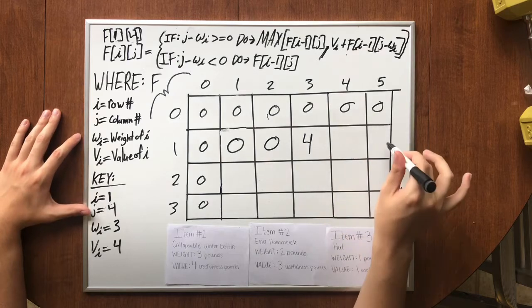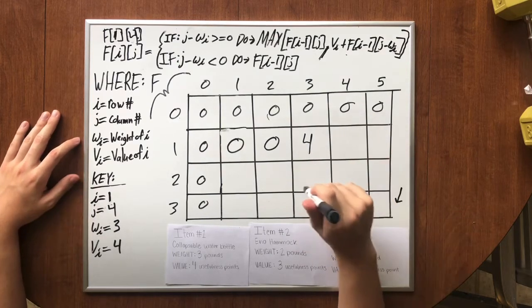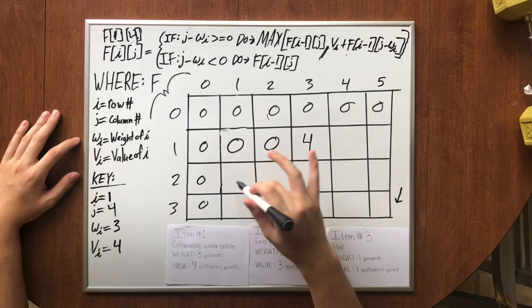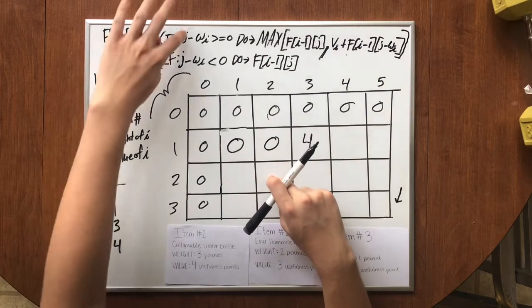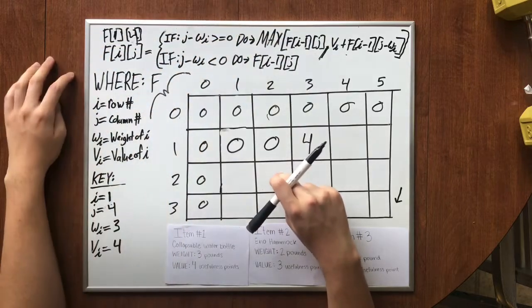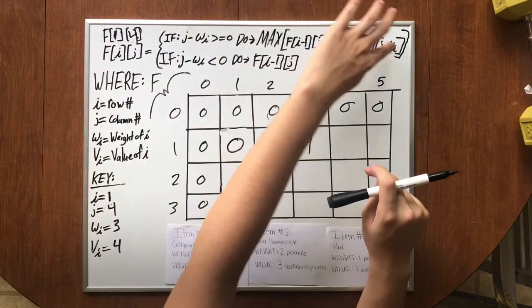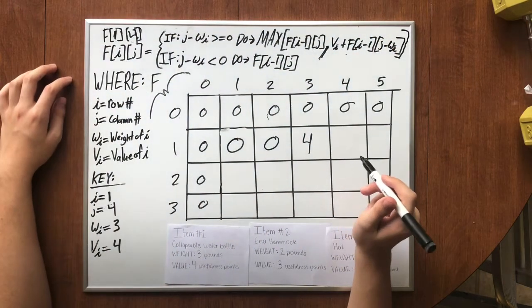Because j is always going to increment as you go to the right. So in this next row, if I say I start using this formula right here, then I know that each of these boxes will use that top formula as well.